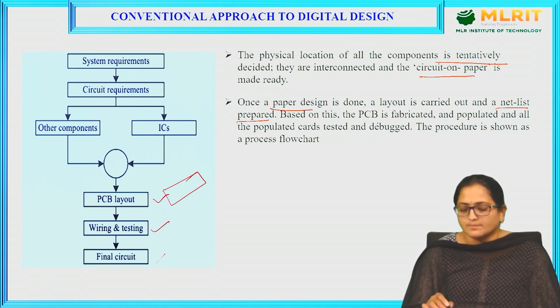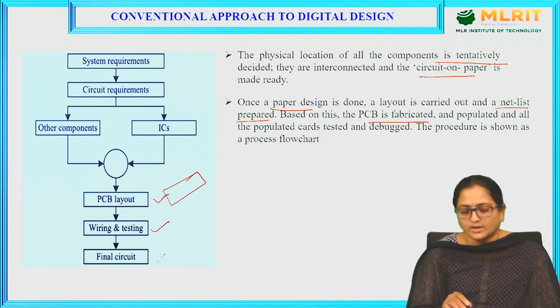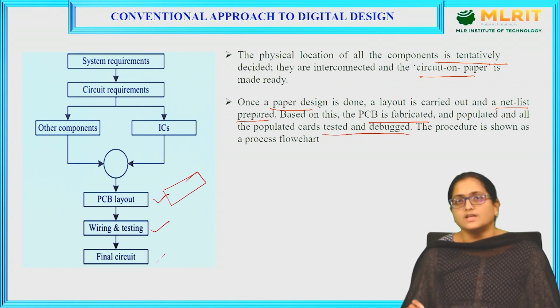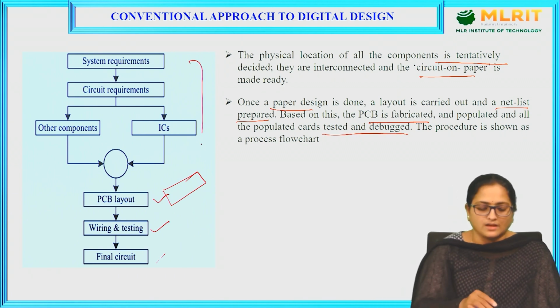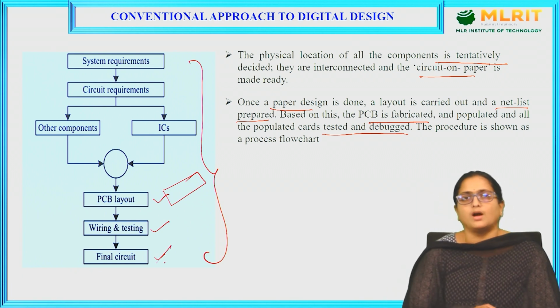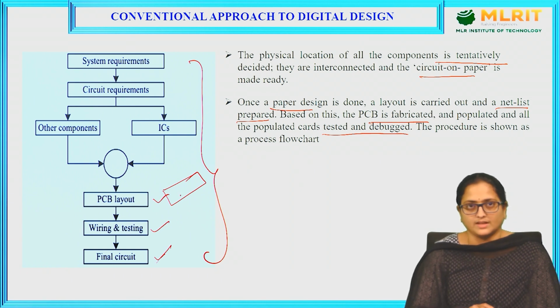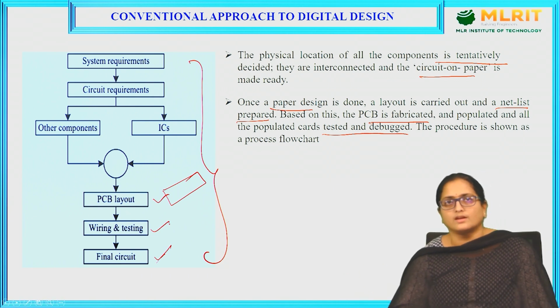Based on this, the PCB is fabricated and populated. All the populated parts are tested and debugged. This procedure is shown in the flow chart here. The final circuit comes out after placement of all the components in PCB designing, then connecting the components through wiring, then it goes to testing, then the final circuit comes out.